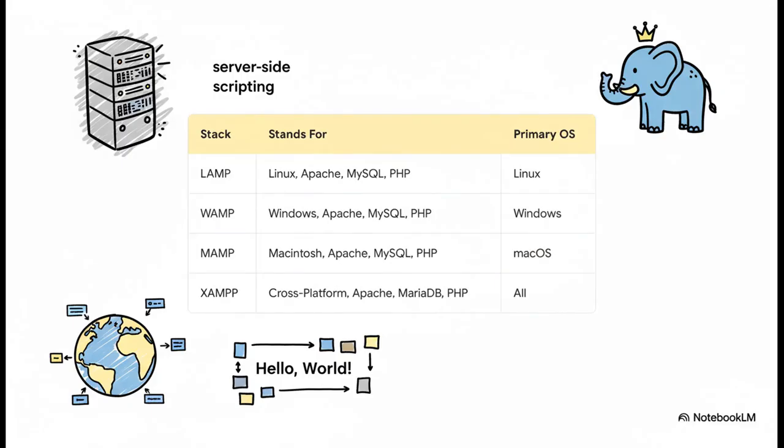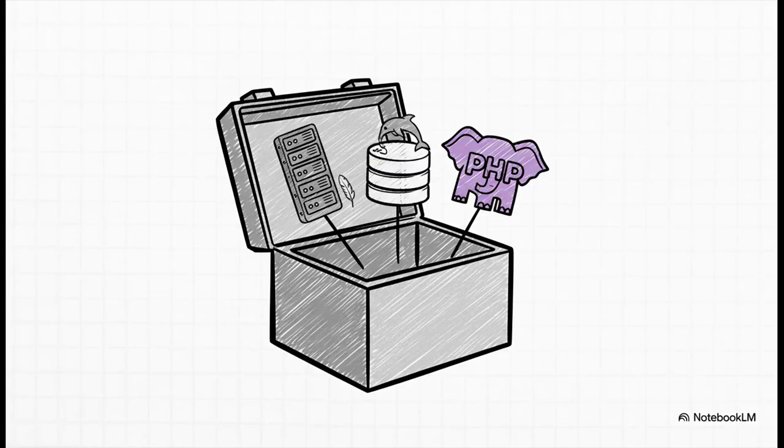And these software stacks are all pretty conveniently named based on the operating system they're designed for. LAMP is for Linux, WAMP is for Windows, and MAMP is for macOS. And if you want one that works on any of them, XAMPP is your best bet. Each one of these bundles gives you the complete toolkit. Apache is your web server, MySQL or MariaDB as your database, and of course, PHP itself. This means once you install one of these, your computer is fully equipped to act as a web server for all your development and testing.